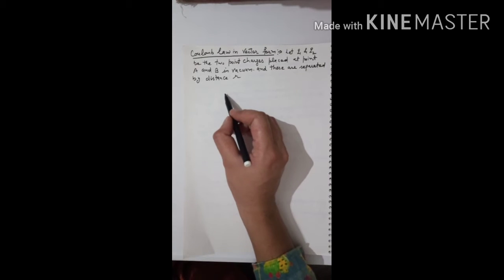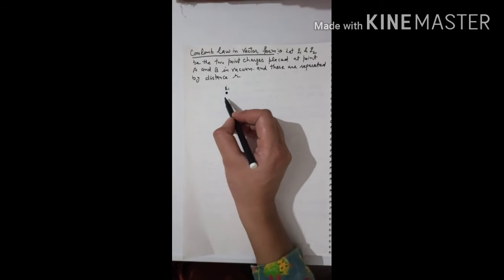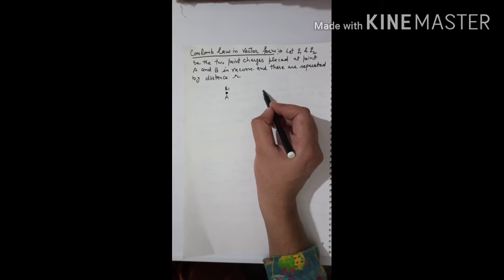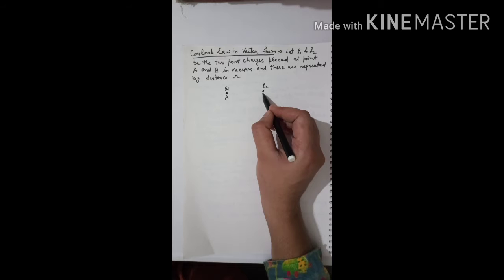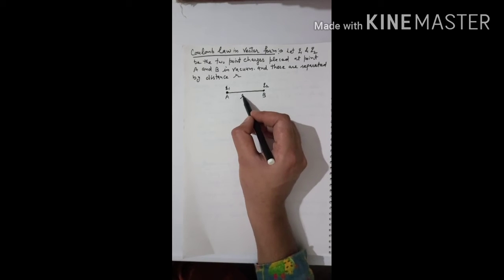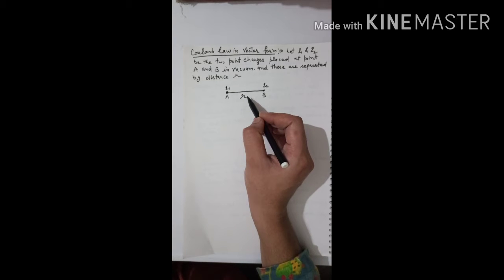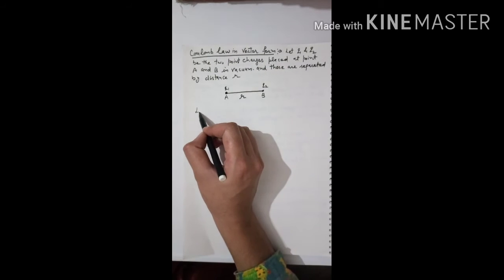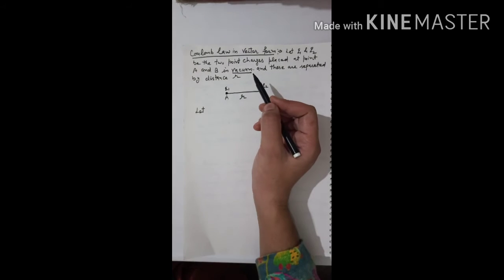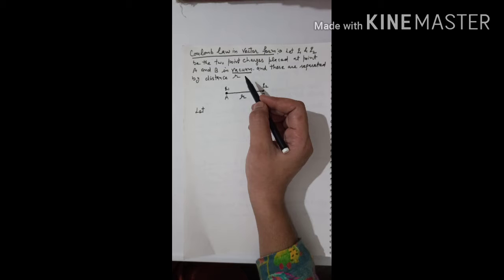So in this case we have two charges. One is Q1, placed at point A. The other is Q2, placed at point B. These two charges are separated by distance r between them. So here are two forces. These are placed in vacuum, so the medium between these two charges is vacuum.